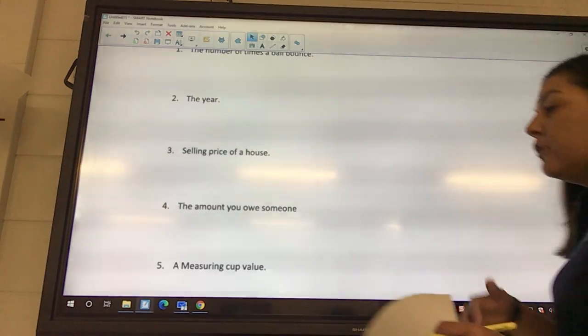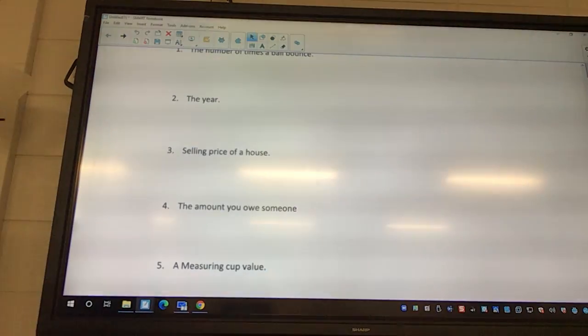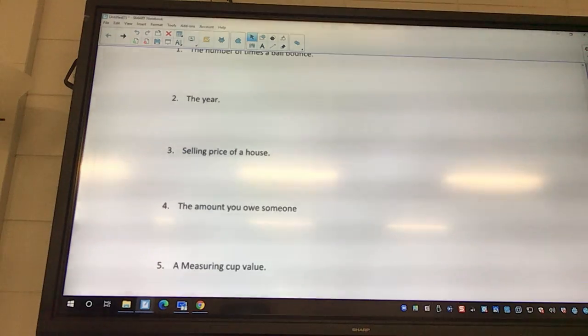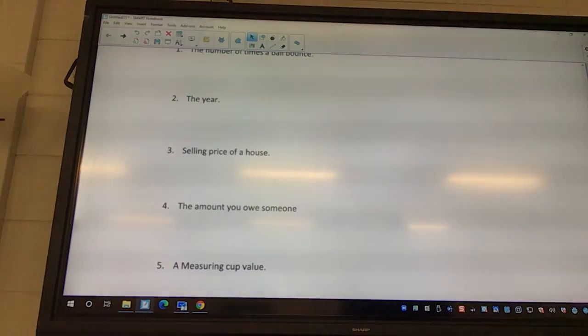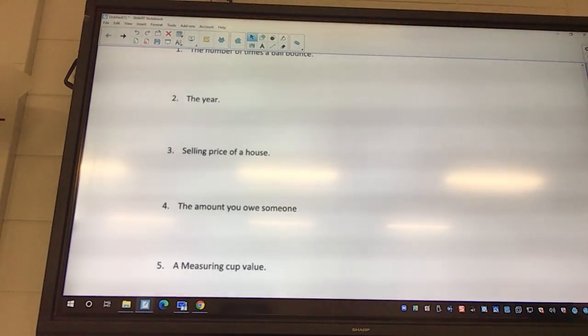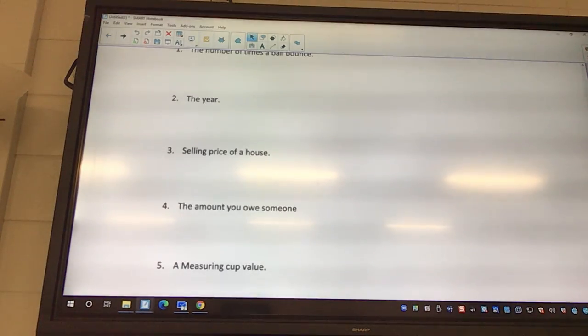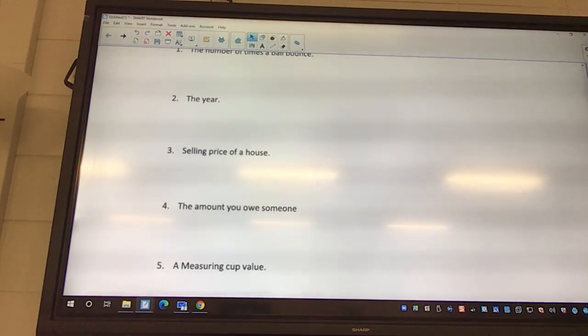Within those rational and irrational numbers, there are numbers like integers, natural numbers, whole numbers. Some consist of positive, negative, zero.